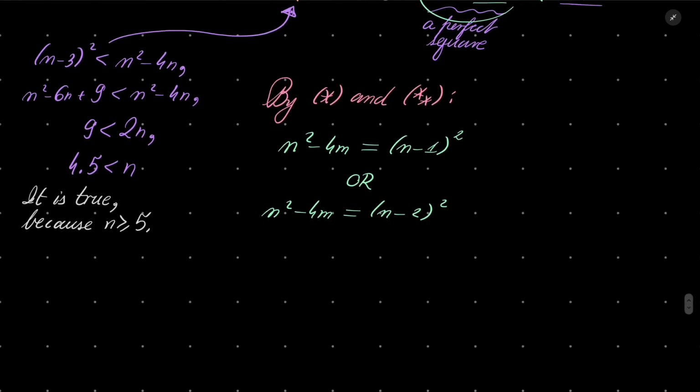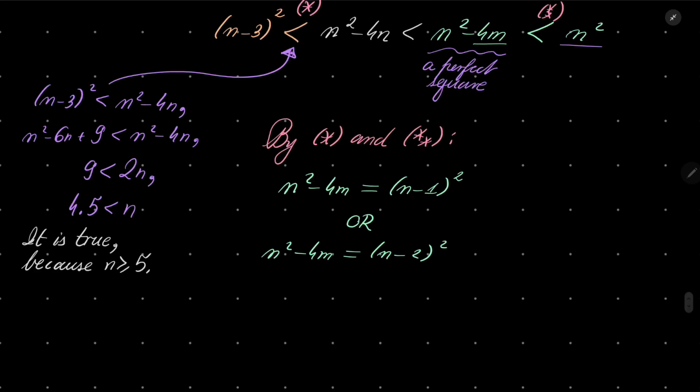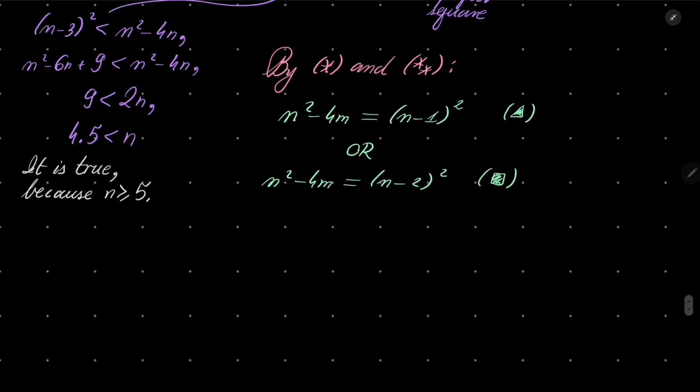And let's consider these cases separately. Maybe I will mark this condition triangle, and this I will mark square. Oh, maybe not, you know what, no. Let's consider two cases, it may be clearer.